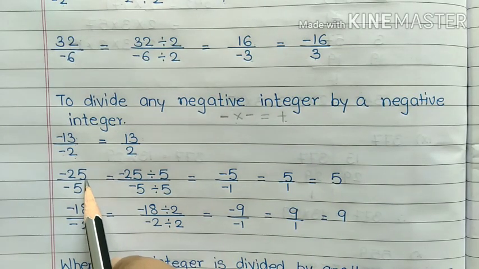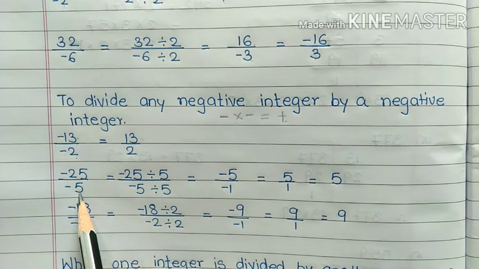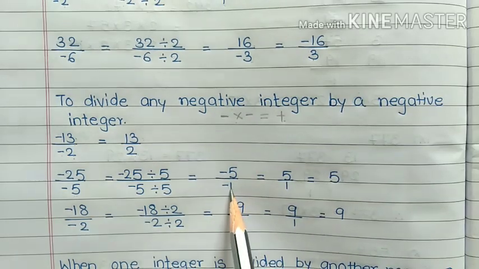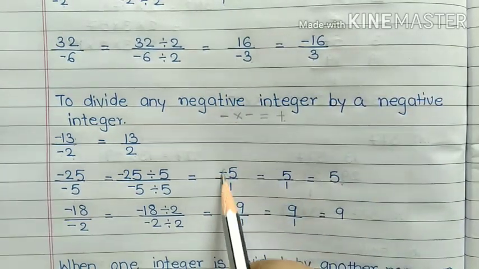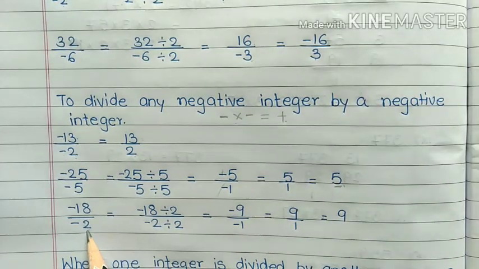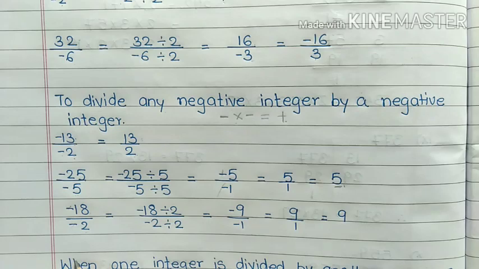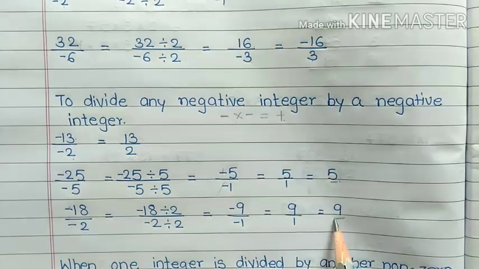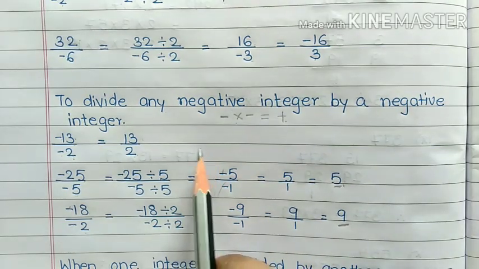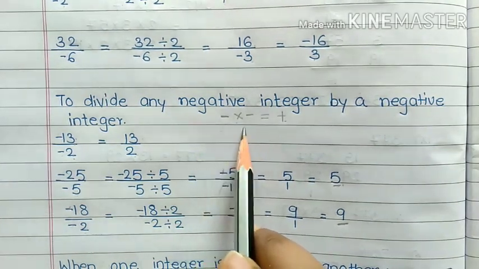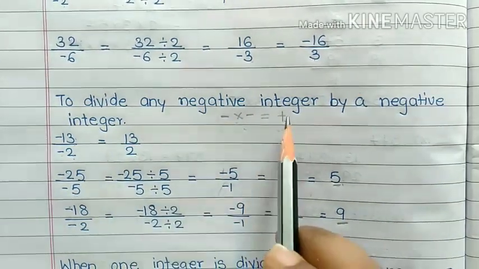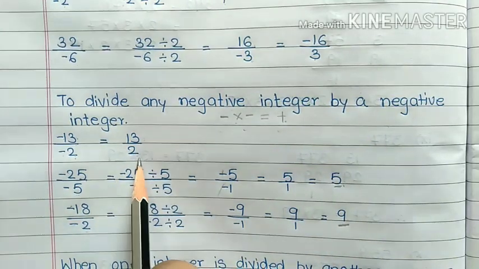Another example, minus 25 divided by minus 5. It is divisible by 5, so the answer is minus 5 upon minus 1, the answer is 5. Negative negative gets cancelled. Minus 18 divided by minus 2: negative negative gets cancelled, 2 nines are 18, the answer is 9. So as in multiplication, the product of two negative integers is a positive integer. So dividing any negative integer by a negative integer, the answer is a positive integer.